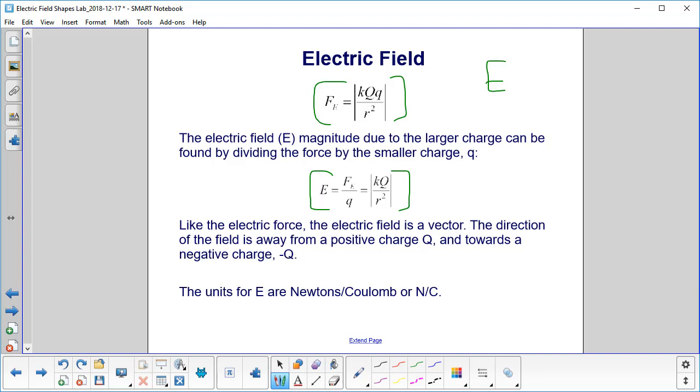So that will be k big Q over r squared, absolute value. Like the electric force, the electric field is a vector. Here we're just showing the magnitude of it. And we're going to define the vector direction as away from a positive charge Q and towards a negative charge negative Q. The units for the electric field are newtons per coulomb, abbreviated N/C.